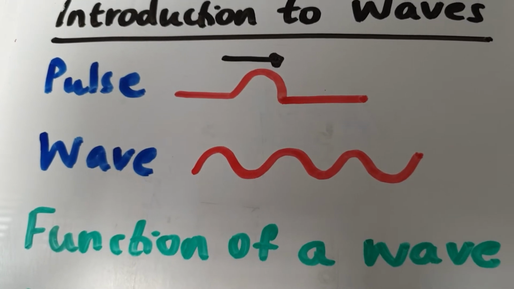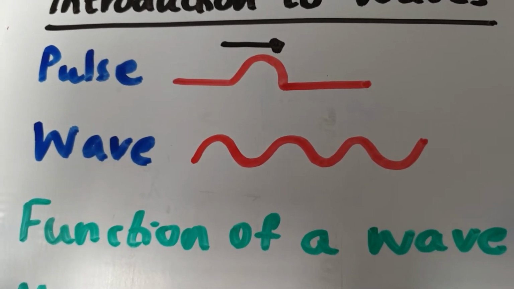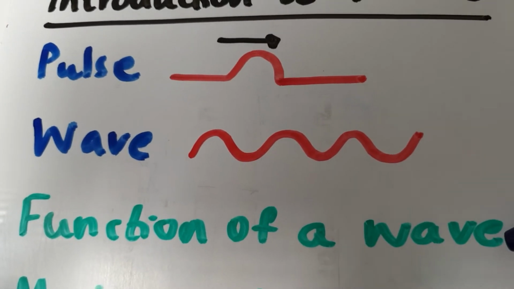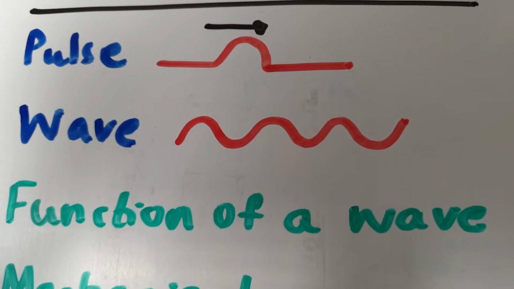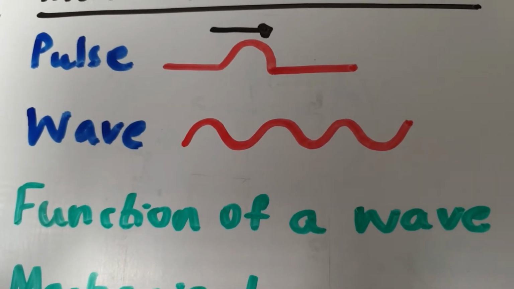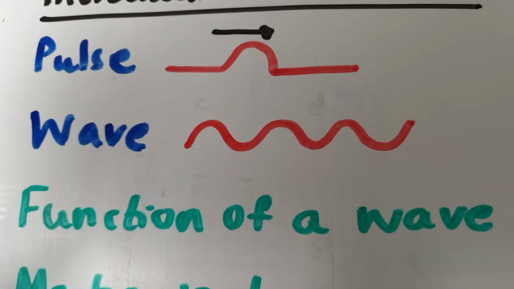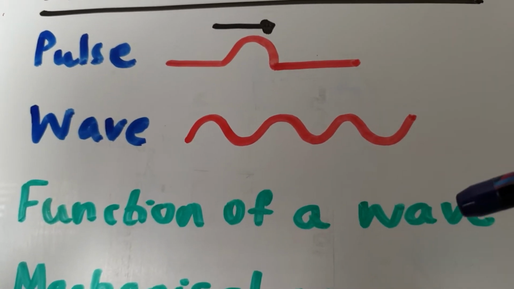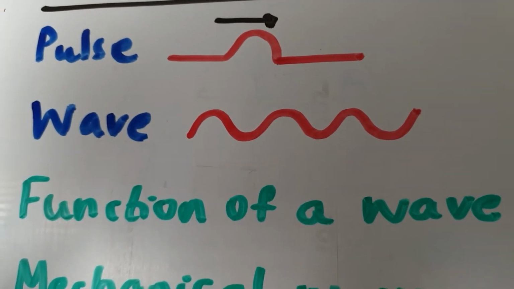Okay, so what is the function of a wave? So what a wave does is that it transmits energy. It carries energy from one place to another. That's what a traveling wave does. And the thing is, the material medium does not get transferred from one end to the other. What you do have, of course, is local disturbance.